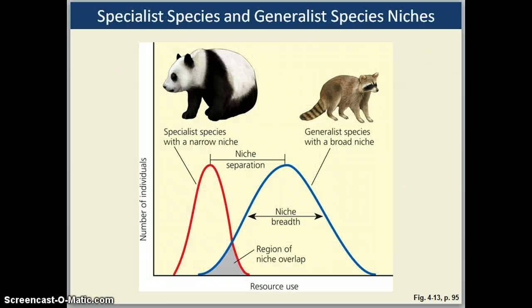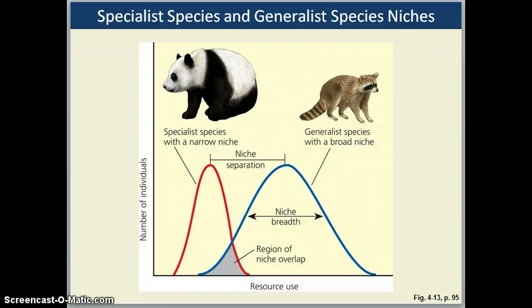That leads us to specialist and generalist species. Specialist species have a very narrow niche. A niche is like a species' job, everything that it does, everything that it interacts with in its lifetime. A specialist has a very narrow niche. A panda bear has a very narrow niche. They eat only bamboo. So if the bamboo disappears, that means that the panda bear is going to disappear.